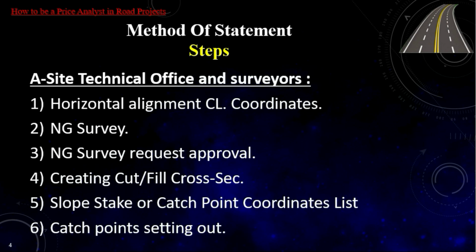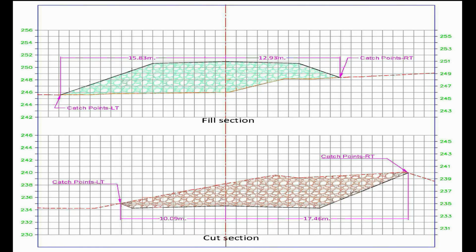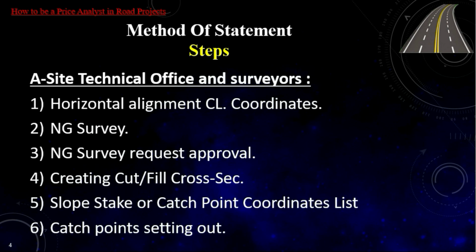4. Creating cut, fill cross-sections. The technical office engineer creates cut, fill cross-sections after the availability of all data: natural ground surveys, horizontal and vertical alignment, in addition to the typical cross-section. 5. Slope stake or catch point coordinates list, by which a list of catch points can be created and given to the surveyors. 6. Catch points setting out.